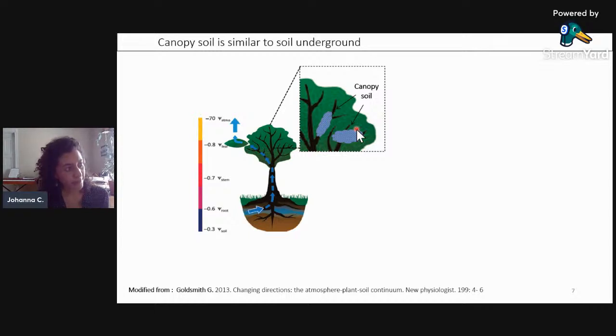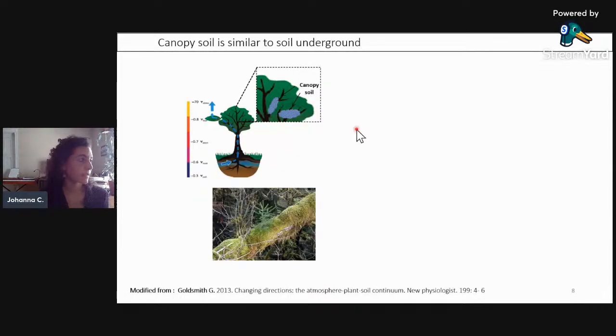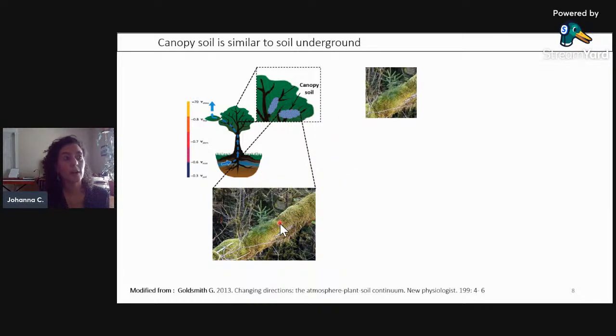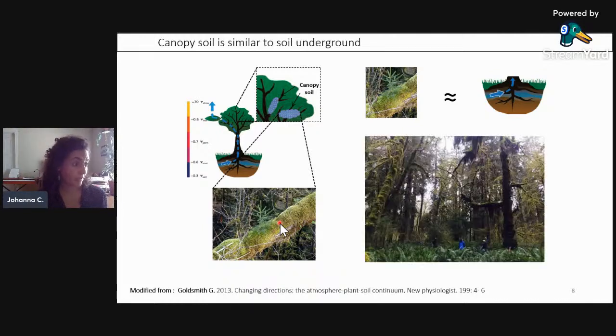There are a lot of different studies about canopy soil. So this is a real picture of canopy soil. They have seen that the canopy soil is very similar in composition and chemically to the soil underground. So carbon and nitrogen ratios are very similar. And also it's very important to know that it has a large amount of biomass within the same forest.